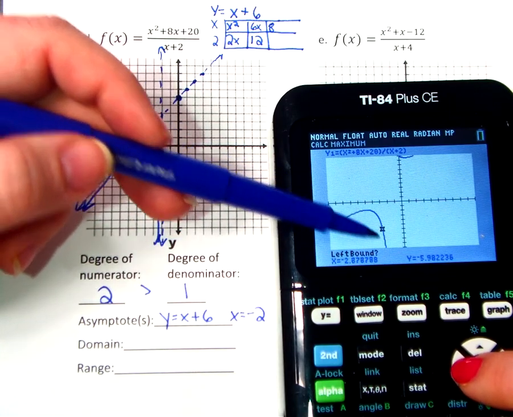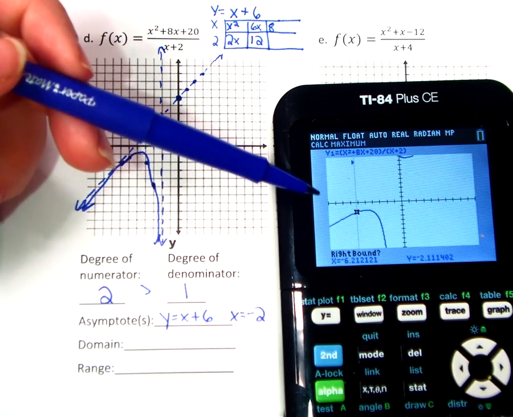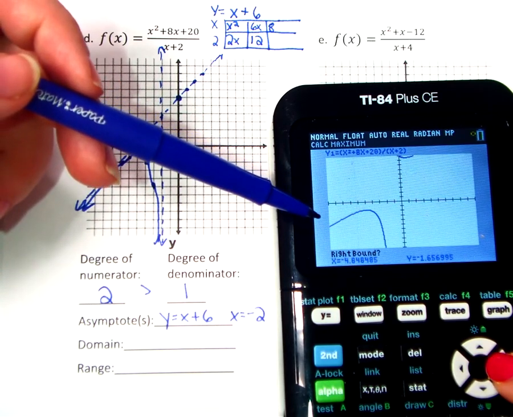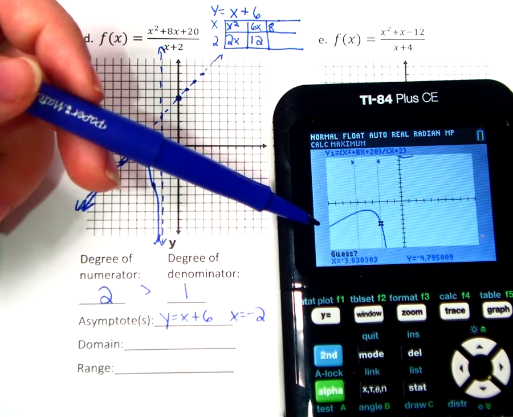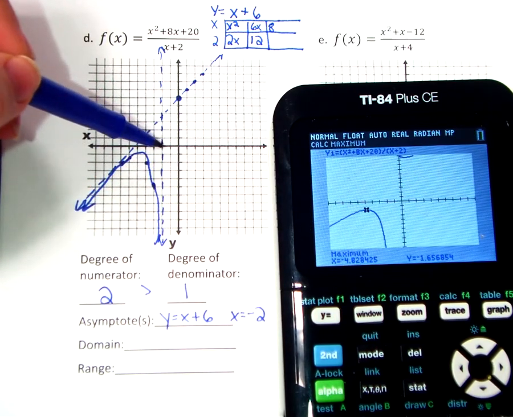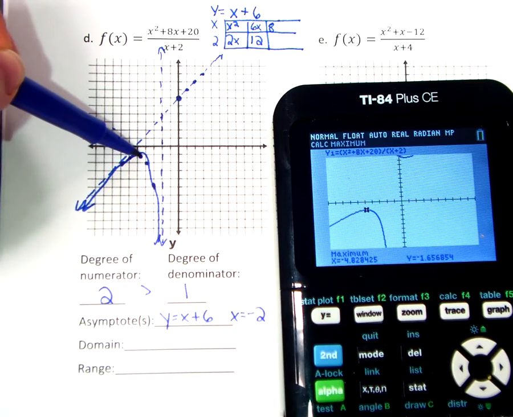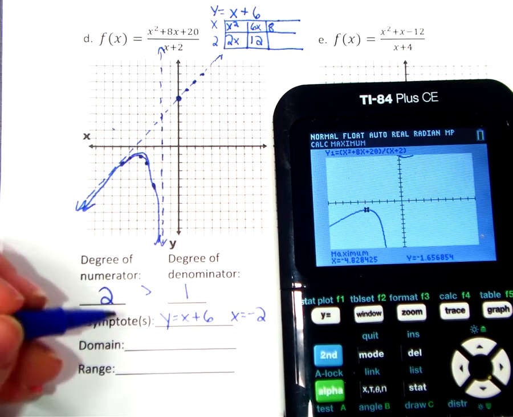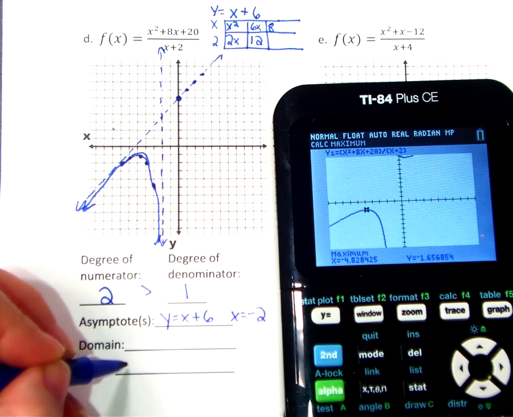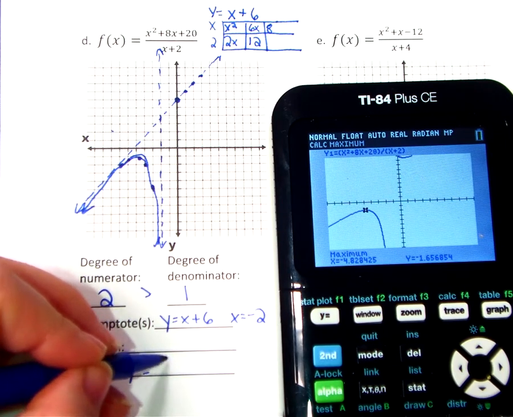So here's our cursor. We're going to go to the left side, to the right side, and we have a maximum value at -2.34.8, -1.65. So I went a little high, but that's okay. So that means that my range, my y, is going to be less than or equal to -1.66.